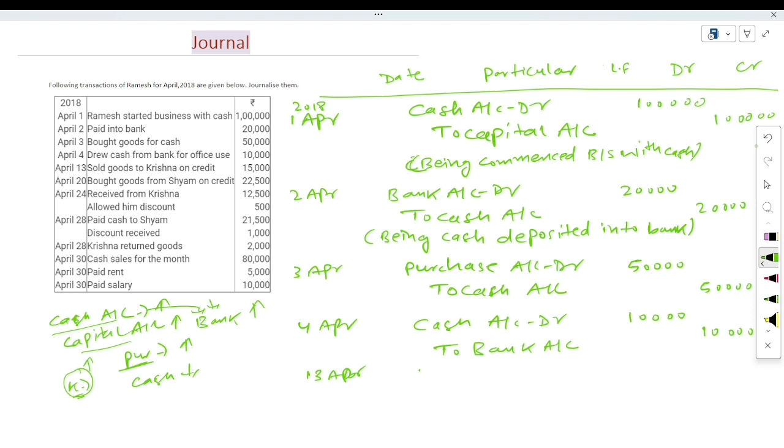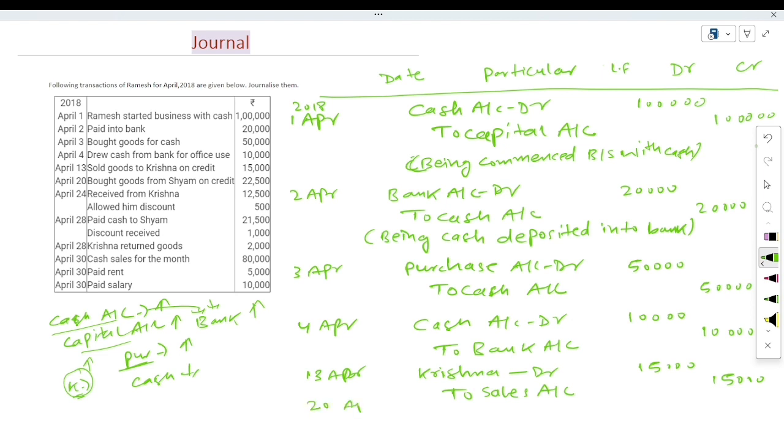So what entry would be passed here? We will pass the entry Krishna debit to sales account. Sales is an income, and if you are selling, then your income will be increased. So we will write here to sales account. How much amount is here? 15,000. We will write here 15,000.